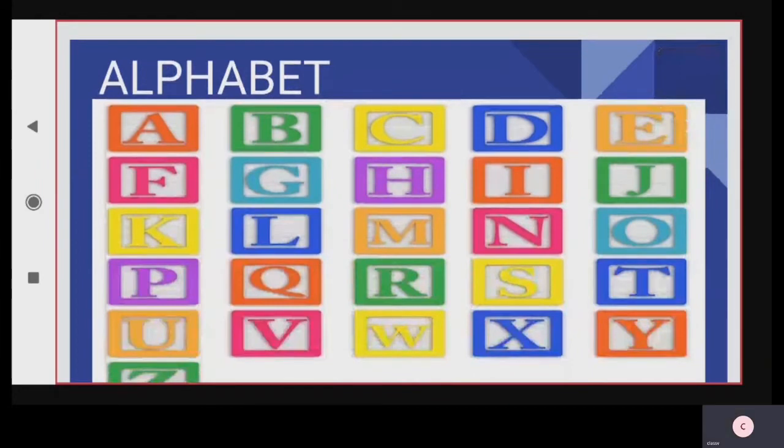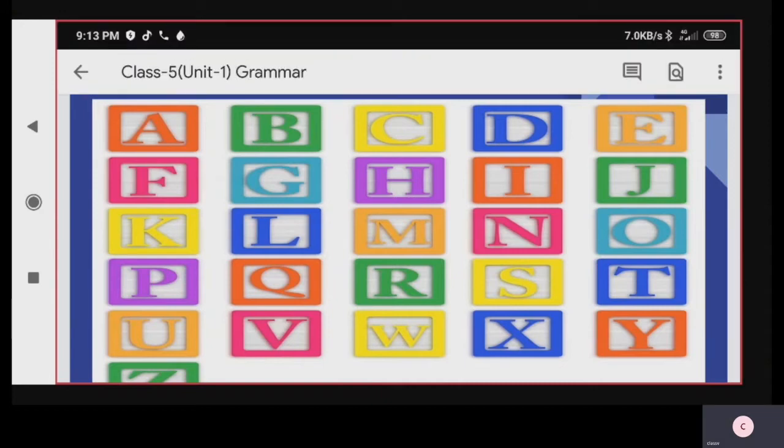Children, define alphabet or what is alphabet? Think. Alphabet is a group of letters that is the backbone of any language. Alphabet is needed to read and write any language. Either it may be Telugu, Hindi, or English. Children, if you want mastery over any language, learn the alphabet of that language perfectly.